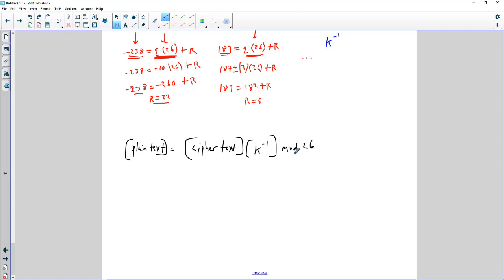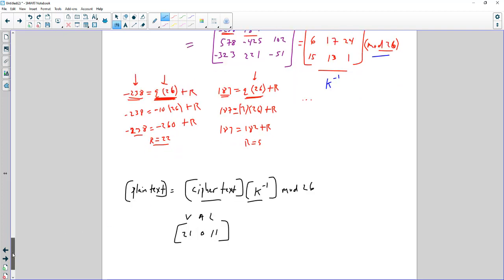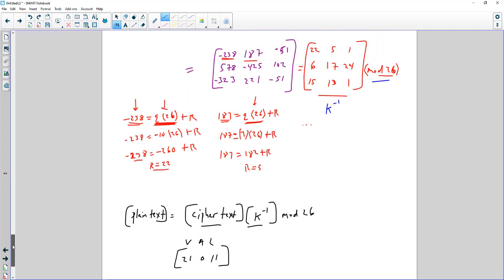Mod 26. Okay, so my ciphertext, if you recall, was 21, 0, and 11. That was my ciphertext, okay? That corresponds to the word val. So we started with. And now that I have this inverse matrix, which is what this part is right here, I'm going to multiply that together, and then mod 26 is the answer, and then it'll give me back the plain text, and that will be decrypted. And that was the whole process. So we're going to multiply this by 22. Okay. So it's the same process as before.